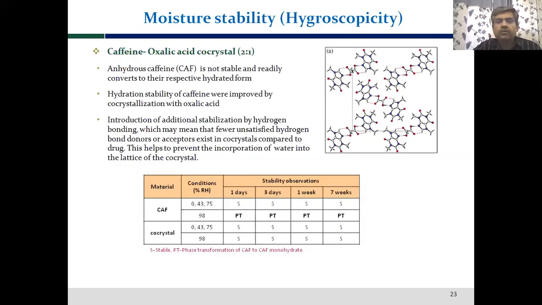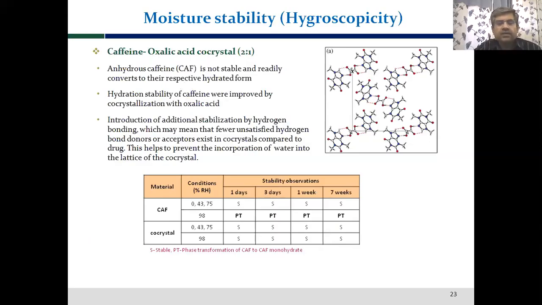Now coming over to the improvement of hygroscopicity or the moisture stability using the co-crystal approach. Here we'll take it up with the help of one example of the caffeine oxalic acid co-crystal, which is formed in the stoichiometry of 2:1. So anhydrous caffeine is not stable and it readily converts to the respective hydrated form because it picks up water.